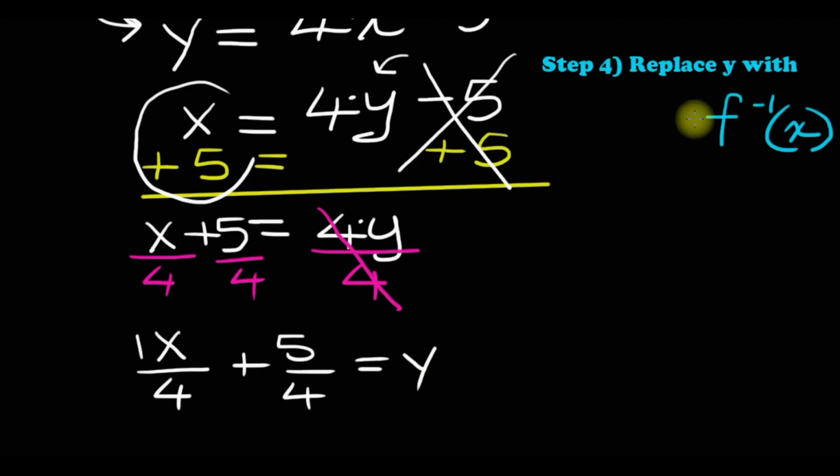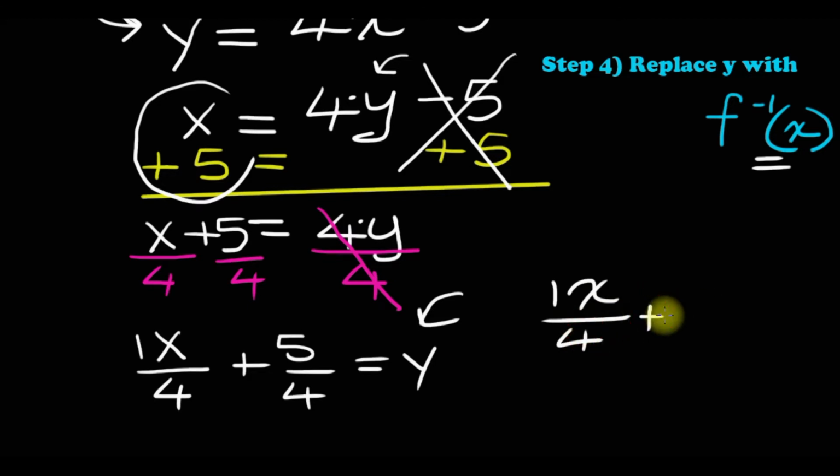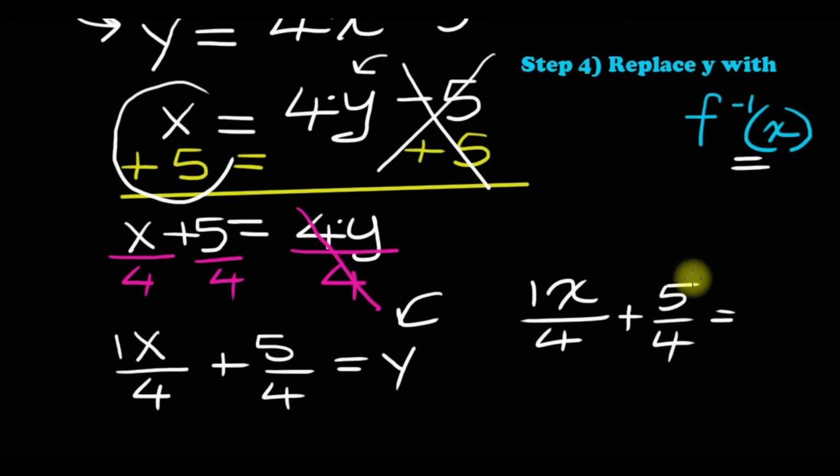Next, step 4 is to replace y with the inverse notation. So we got to replace this with the inverse notation: 1x over 4, or just x over 4, plus 5 over 4. Then the y is going to be f to the negative 1 of x. That's the inverse notation.